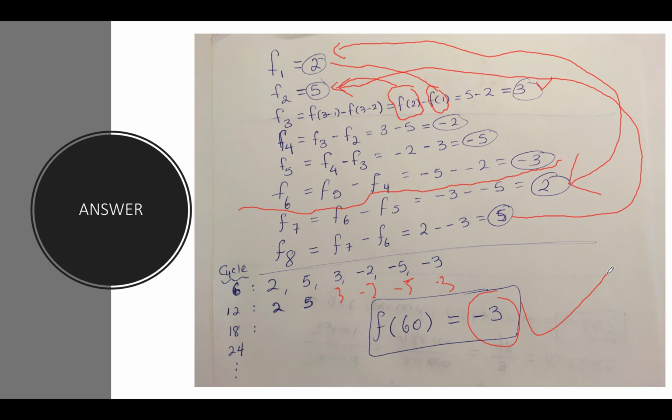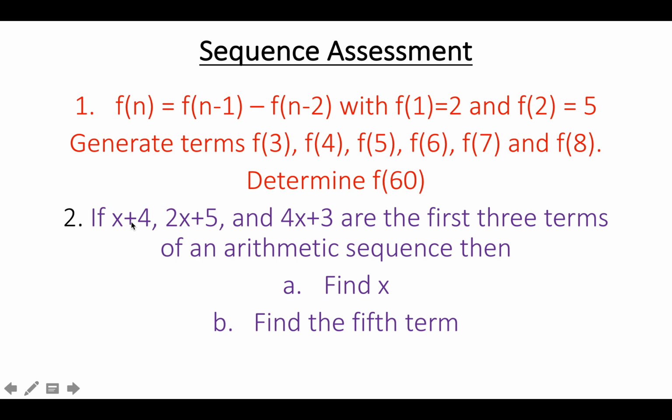Next question. We have x plus 4, 2x plus 5, and 4x plus 3 as the first three terms of an arithmetic sequence. Find x. Before I solve this question, I want to show you something. When we have an arithmetic sequence, what do we have? We have an example of an arithmetic sequence: 2, 3, 4, and it goes on.